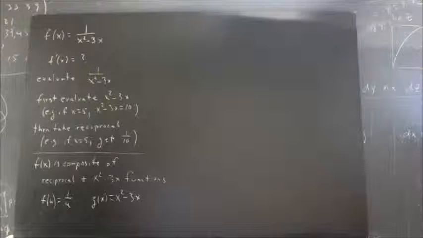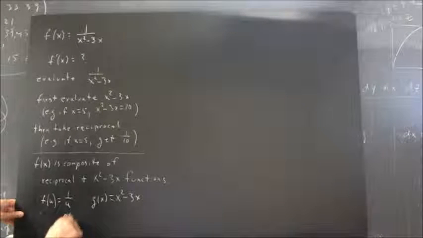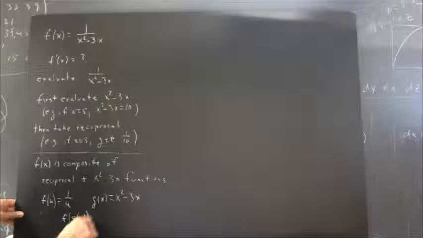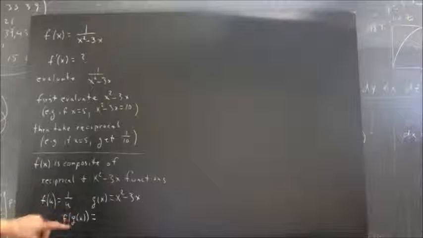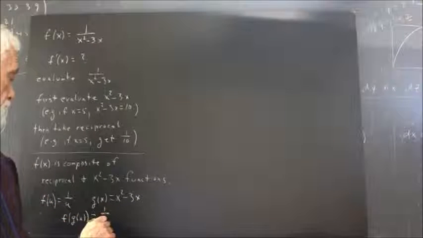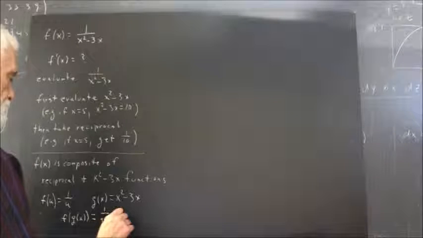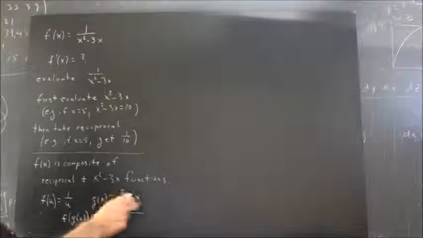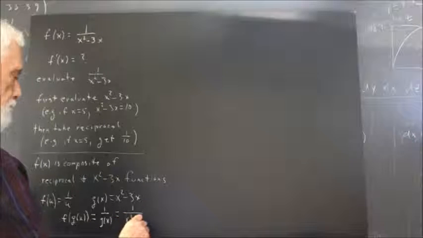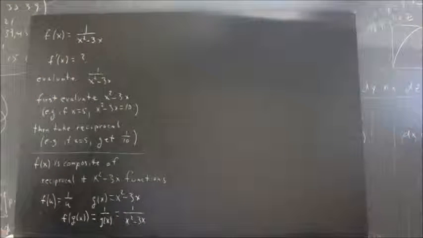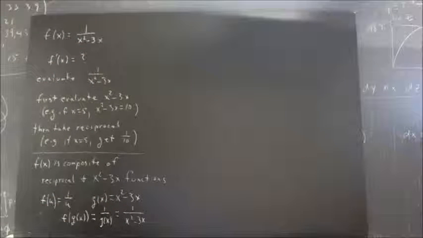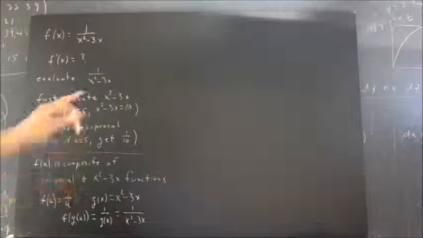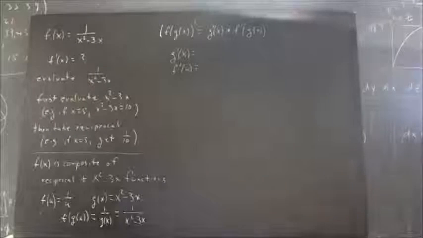And then I'm going to note that if I apply f to g of x, we get what? f of u is 1 over u, so f of g of x is 1 over g of x. And of course, g of x is x squared minus 3x, so that's 1 over x squared minus 3x. So there is this function expressed as a composite. Now we have a chain rule that tells us how to take the derivative of a composite. I'm going to write something off screen and then I'll be right back.